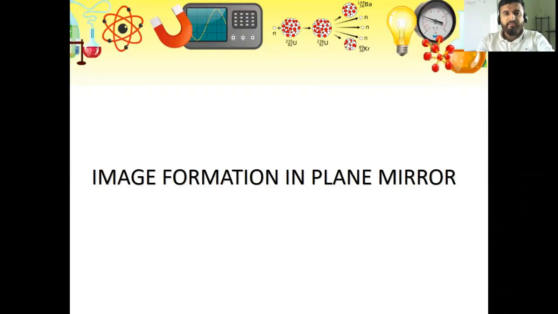In physics, we have ray diagrams to represent the image formation characteristics of any surface. It can be a plane mirror, it can be a lens, or it can be a curved mirror or a spherical mirror. All of the image formations are represented with the help of a diagram known as a ray diagram. So we will study it for the plane mirror as well.